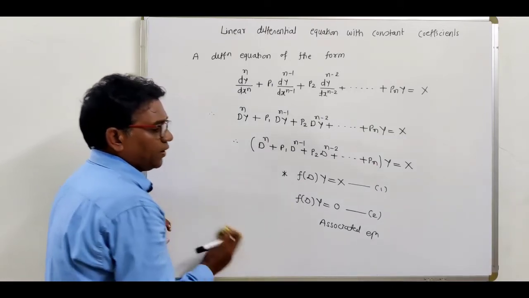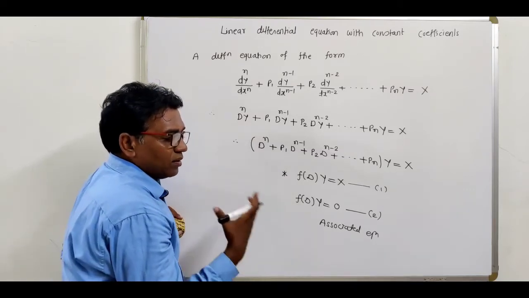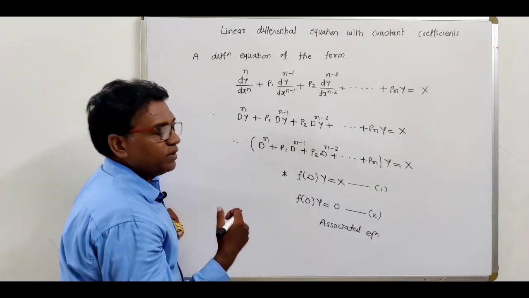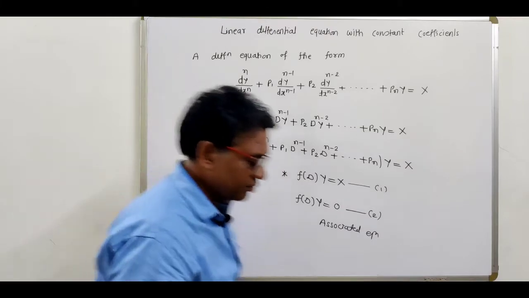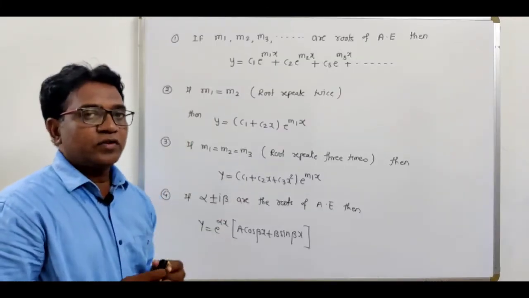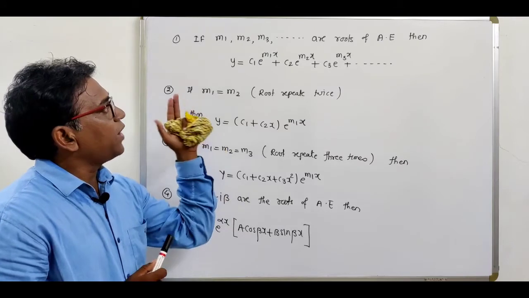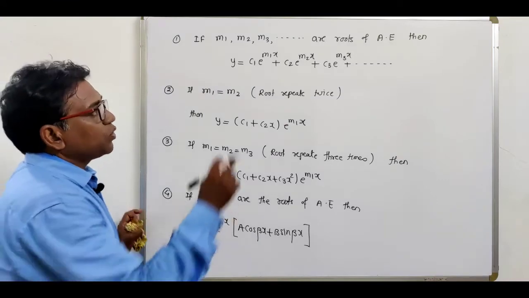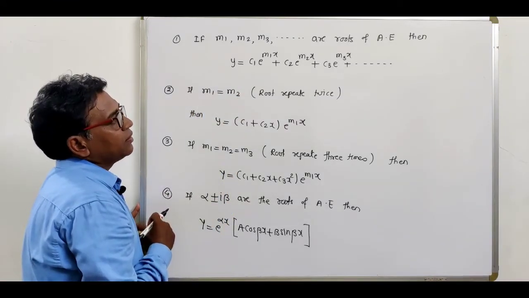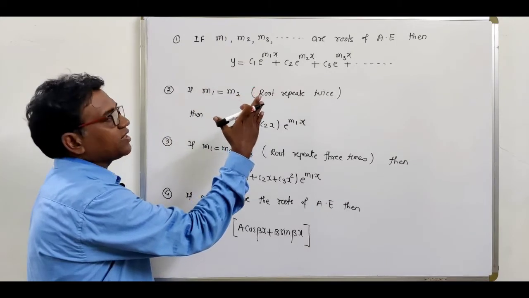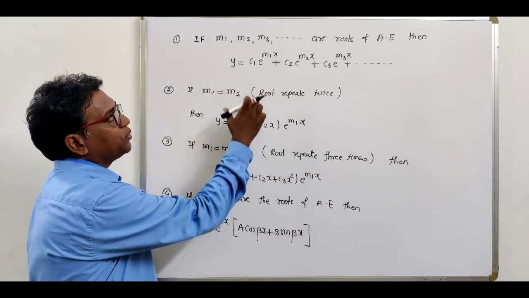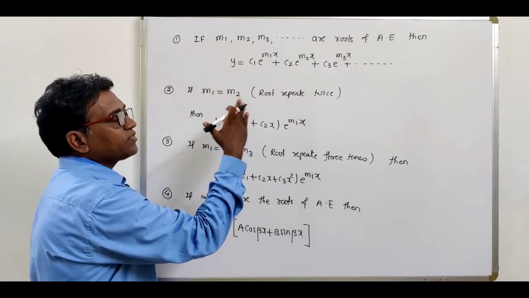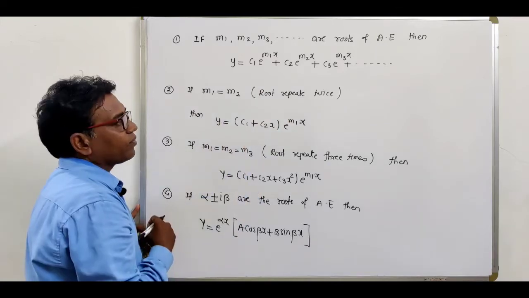Now see, what is our first topic? How to solve the associated equation. For that, we require some formulas, so just write them down. This is the first formula. If m1, m2, m3, ... are the roots of the auxiliary equation, then its general solution is given by the formula y = c1 e^(m1 x) + c2 e^(m2 x) + c3 e^(m3 x) and so on.